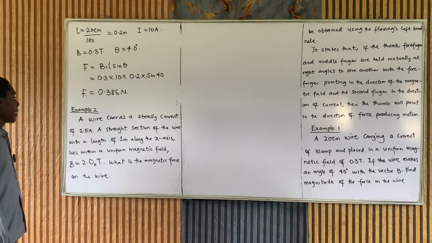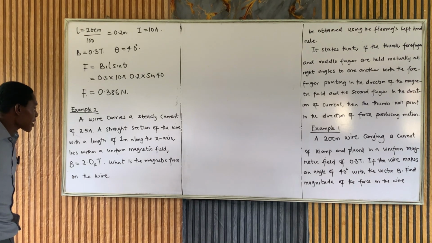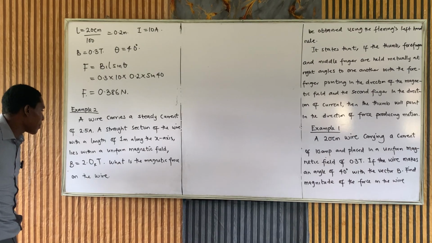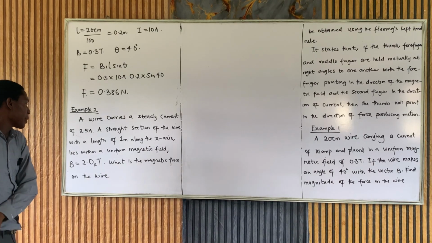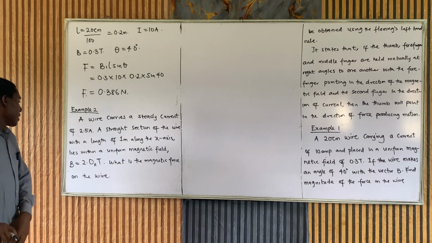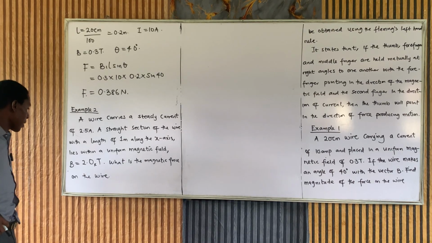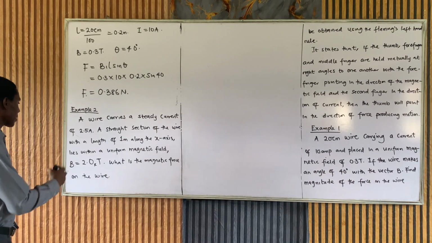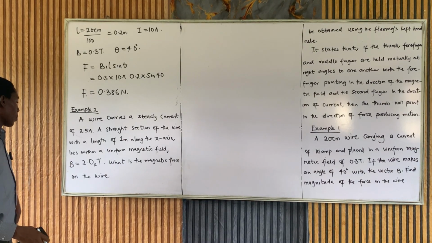Example 2. A wire carries a steady current of 2.5 ampere. A straight section of the wire with a length of 1 meter along the x-axis lies within a uniform magnetic field. B is equal to 2.0 k Tesla. What is the magnetic force on the wire?